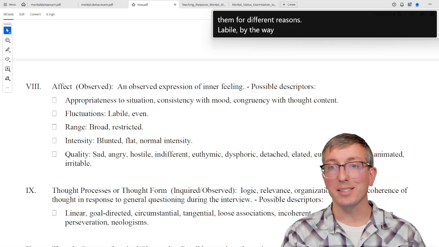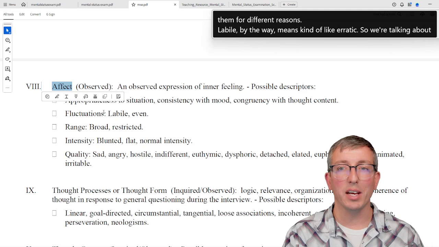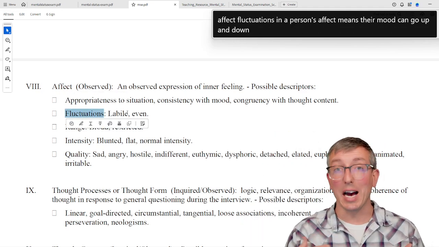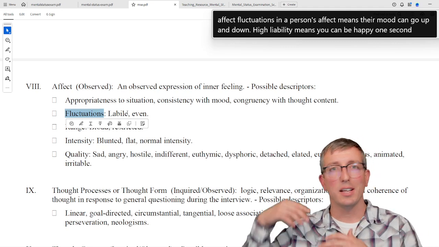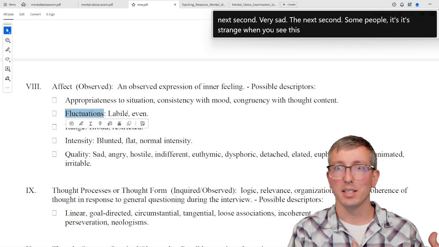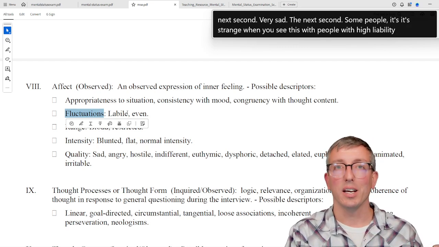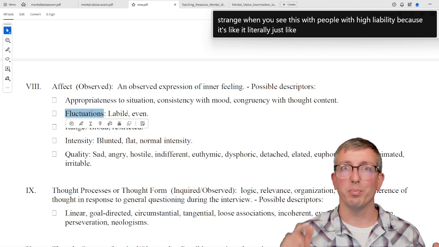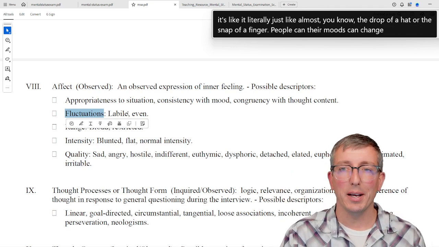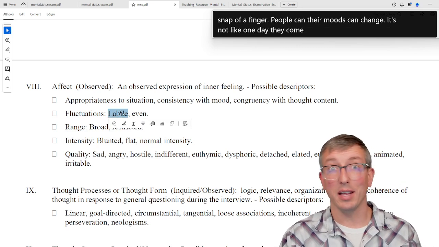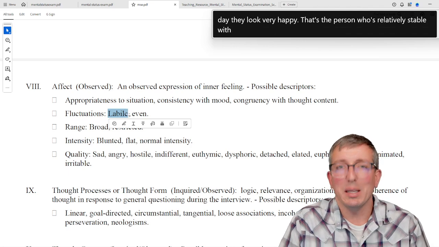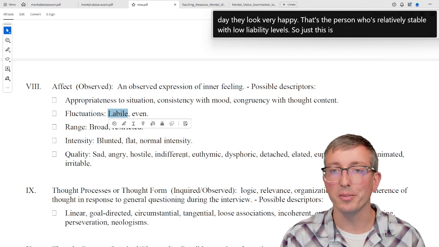Labile, by the way, means kind of like erratic. So we're talking about affect. Fluctuations in a person's affect means their mood can go up and down. High lability means you can be happy one second, angry the next second, very sad the next second. It's strange when you see this with people with high lability, because it's almost at the drop of a hat or the snap of a finger. Their moods can change. It's not like one day they come in and they have sadness, and the next day they look very happy. That's a person who's relatively stable with low lability levels. So just as an example.